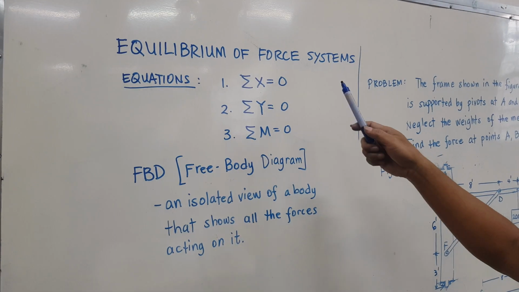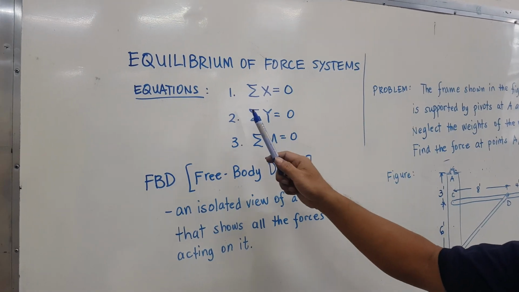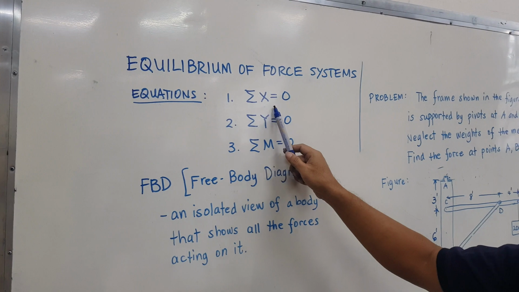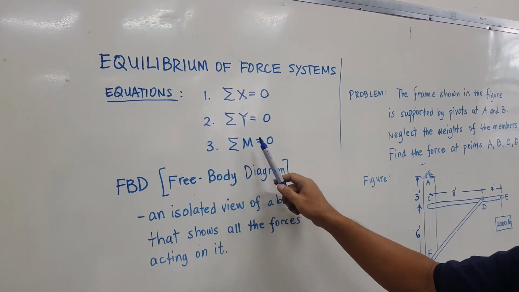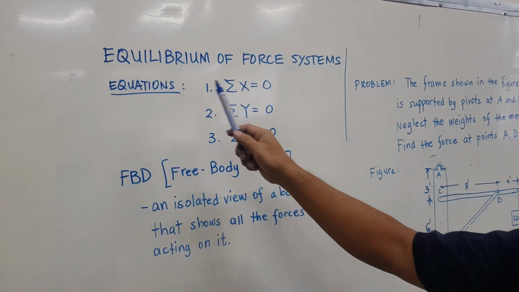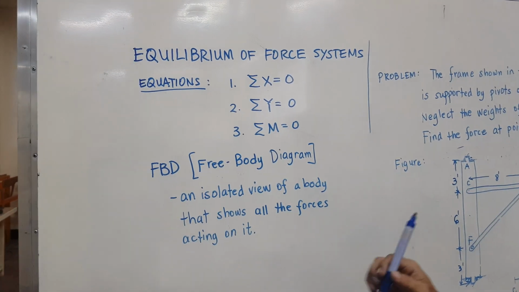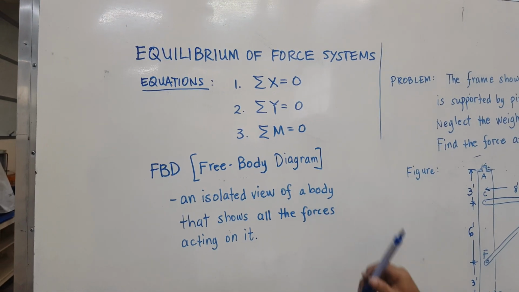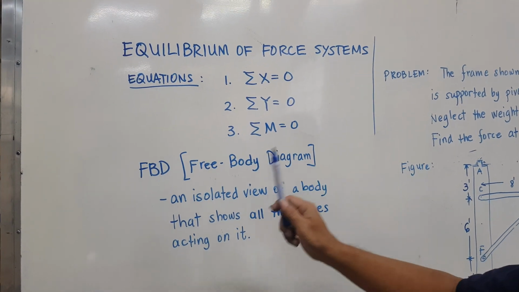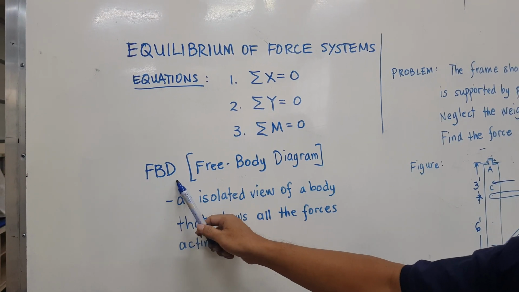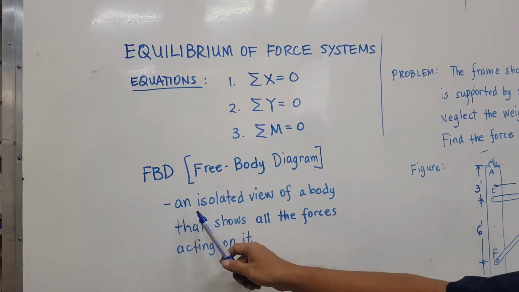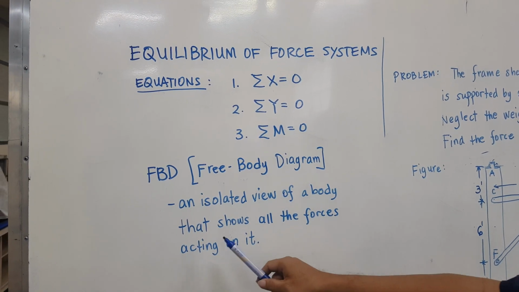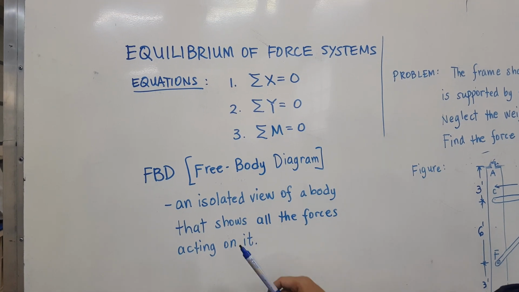In the equilibrium of force system, we need to apply the equations summation x equal to 0, summation y equal to 0, and summation moments equal to 0. So equilibrium means that all forces are balanced for that system. So the technique that we need to apply is the FBD, or the free body diagram. The free body diagram is an isolated view of a body that shows all the forces acting on it.